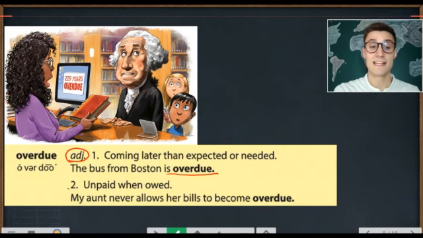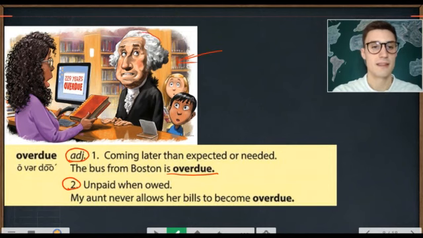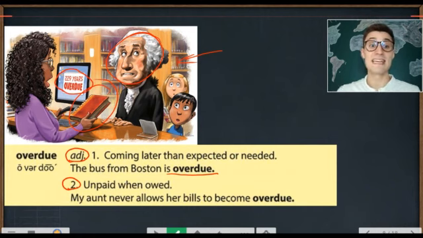The second adjective meaning, we use this word to describe things which are unpaid when owed. Unpaid. So your bills can be overdue. If you do not pay for your car, the payment is overdue. Look at this picture. This man returns a book to the library, but it's 229 years overdue. He must be from the past.